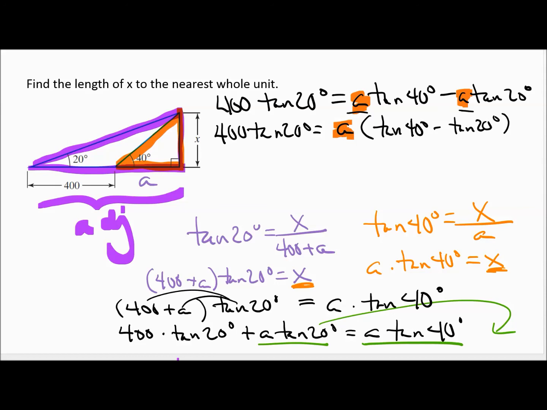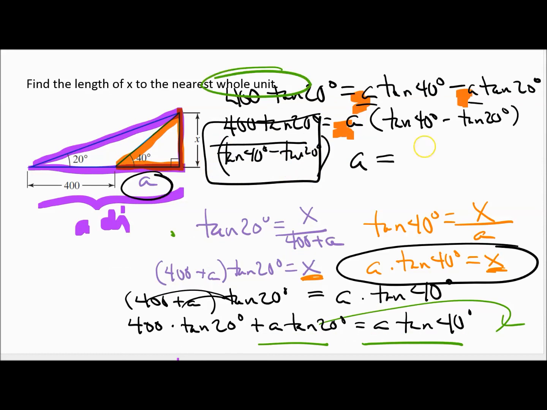Now I'm trying to get that a by itself, so what am I going to do? I'm going to divide both sides by the tangent of 40 minus the tangent of 20. So that's going to come over here, tangent of 40 minus tangent of 20. And no, that's not tangent of 20. You can't just subtract those. You have to type all of this in your calculator with parentheses right here. That's going to give you 306.418 if I round to 3 decimal places.